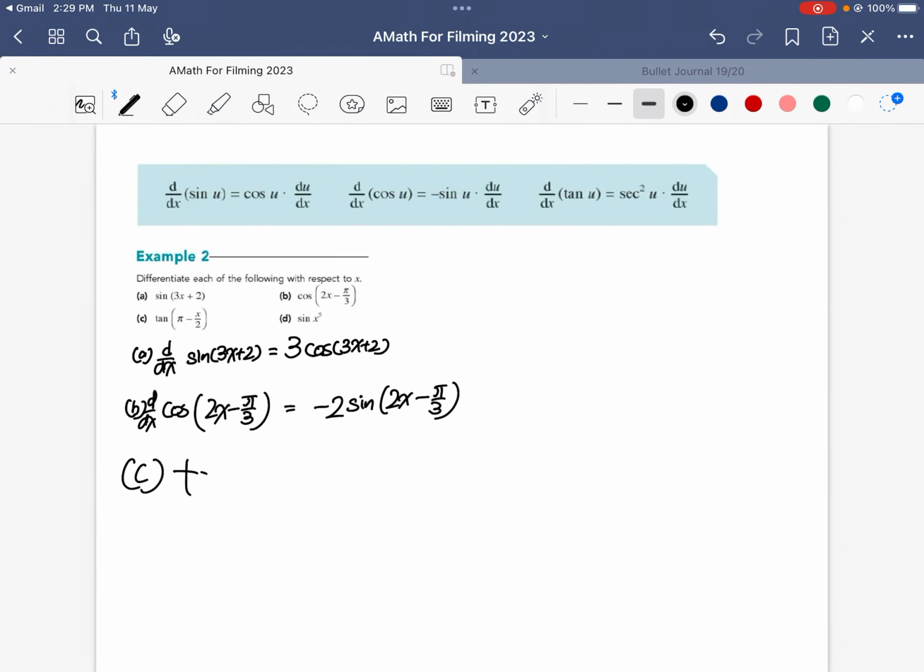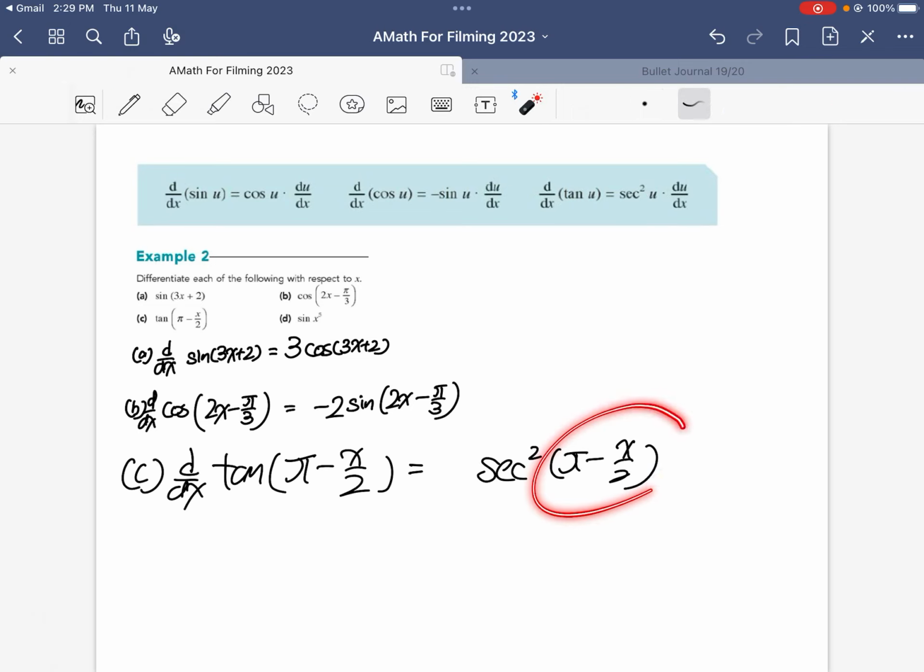Part C gives me tangent of pi minus x over 2. And if I'm trying to differentiate this term here, d dx, again, differentiating tangent gives me secant squared of pi minus x over 2. If I were to differentiate what was inside the bracket, pi differentiated with respect to x gives you 0. Negative x over 2 differentiated with respect to x gives you negative half. So I will put my negative half in front of the entire term itself.